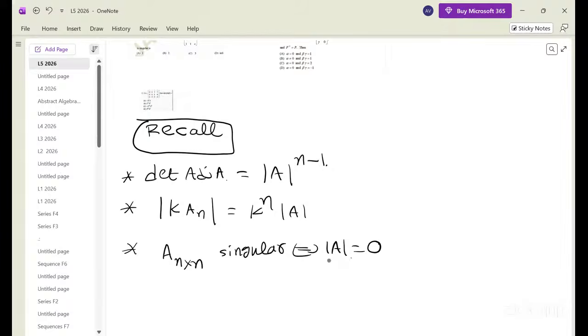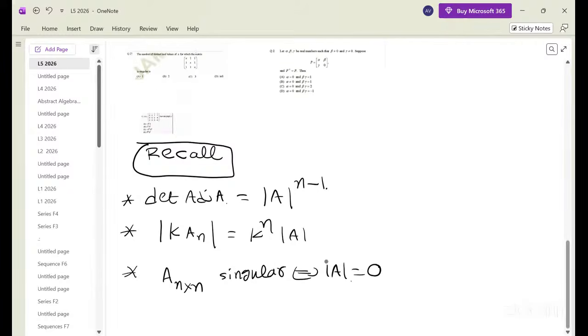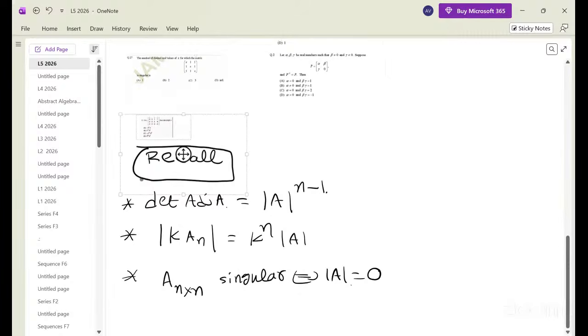Also, we have seen some shortcuts. If any row or column is zero, or any two rows are same, or any two columns are same, then determinant is zero. That's what we have seen in properties. Now, let us see a question based on this.